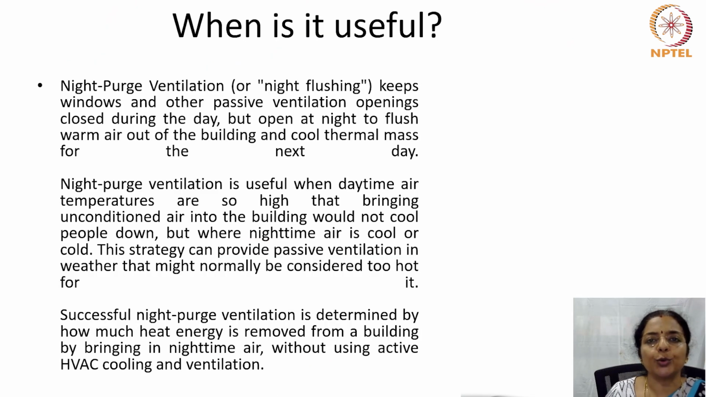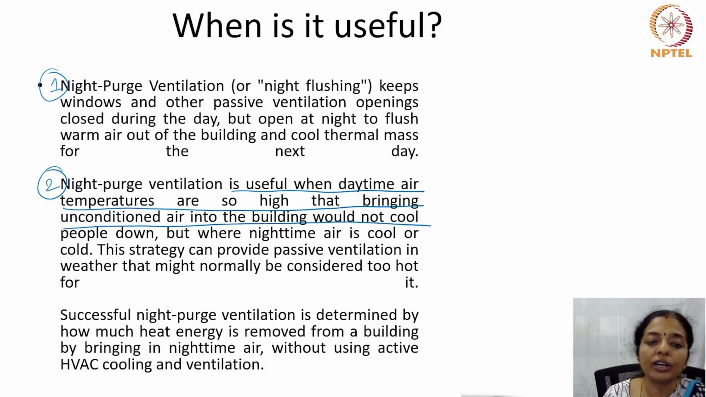So when is this useful? Night purge ventilation or night flushing keeps windows and other passive ventilation openings closed during the day but open at night to flush warm air out of the building and cool thermal mass for the next day. It is useful when daytime air temperature is so high that bringing unconditioned air into the building would not cool people down, but where nighttime air is cool or cold. This strategy can provide passive ventilation in weather that might normally be considered too hot for it.